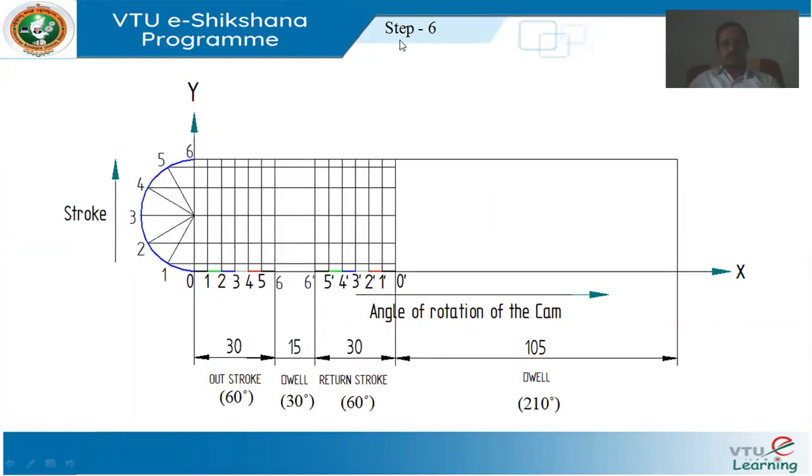Next, step number 6. After dividing this semicircle into 6 equal parts, we need to project these dividing points with thin straight horizontal lines till the end of return stroke. For example, through point 0, the line is already there along the x-axis. Then project 1 horizontally with a thin straight line till the end of return stroke. Same way, project 2 till the end of return stroke. Then 3, 4, 5, and 6 come along the 40 mm locus till the end of return stroke. That is step number 6.